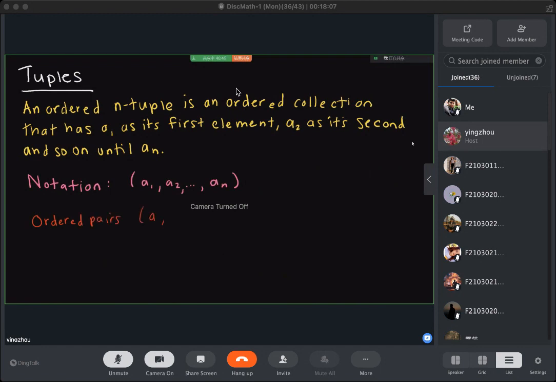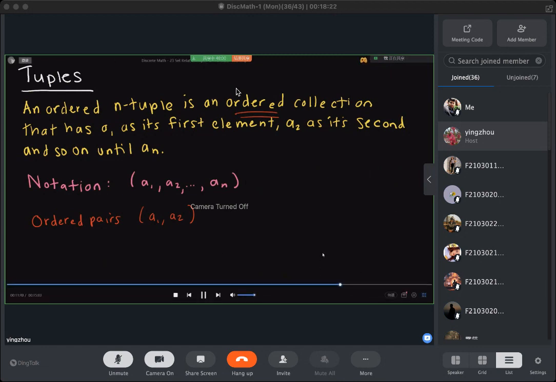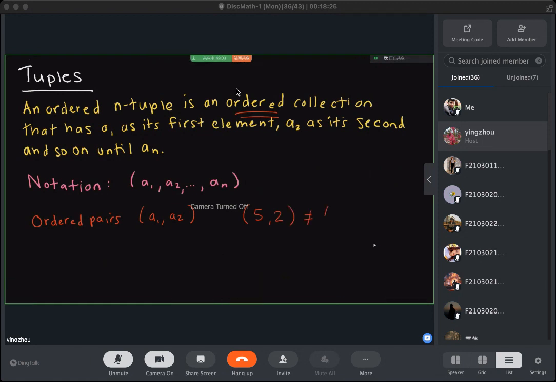So A comma, say A1 comma A2, you get the idea. It's basically just two values, but the important thing here is that it's ordered. Whereas when we're just looking at a normal set, we don't worry about the order, but with ordered pairs, the ordered pair of 5, 2 is not the same as the ordered pair of 2, 5. Those are very different points on our Cartesian plane.